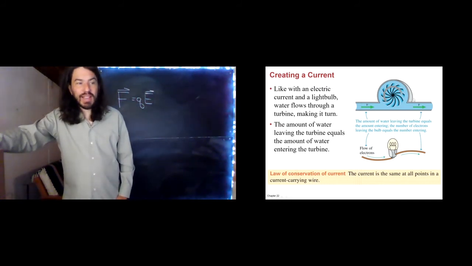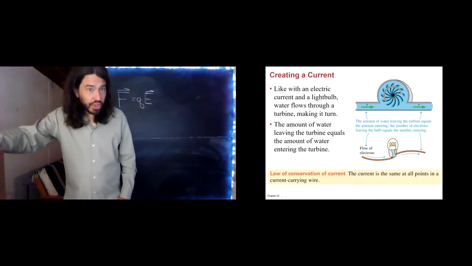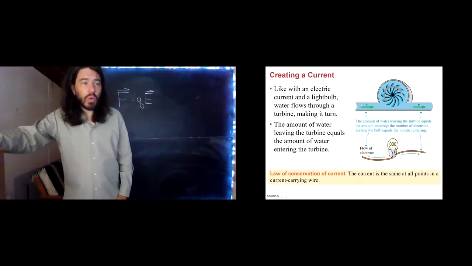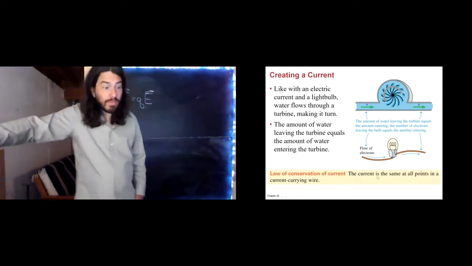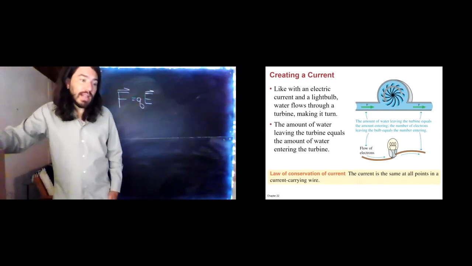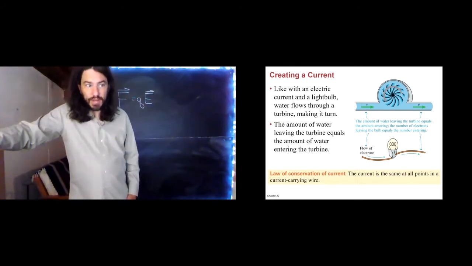Now, if we look at this turbine picture here, every gallon of water that comes in also has to leave, right? This turbine isn't using up water. In a similar way, this light bulb is not using up charge. In the same way that the water flows through the turbine, the charge flows through the light bulb. We have exactly the same amount entering as we have leaving. This is the law of conservation of current. The current is the same at all points along a current-carrying wire.